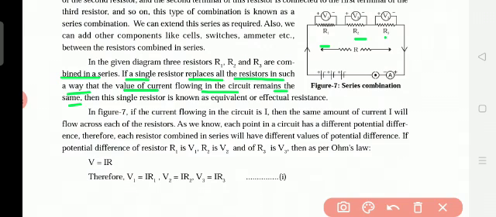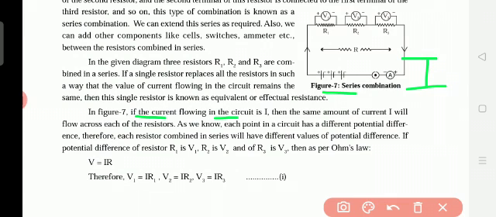Instead of using the 3 resistors, when we use the 1 resistor, the flow of current always remains the same. But why do we use so many? We will find out now. Then that single resistor is known as an equivalent or effective resistance. So single resistance, when we use that one, we call it an equivalent or effective resistance. Okay. So in figure 7, if the current flowing in the circuit is I, capital I, then the same amount of current will flow across each of the resistors. As we know, each point in a circuit has a different potential difference.